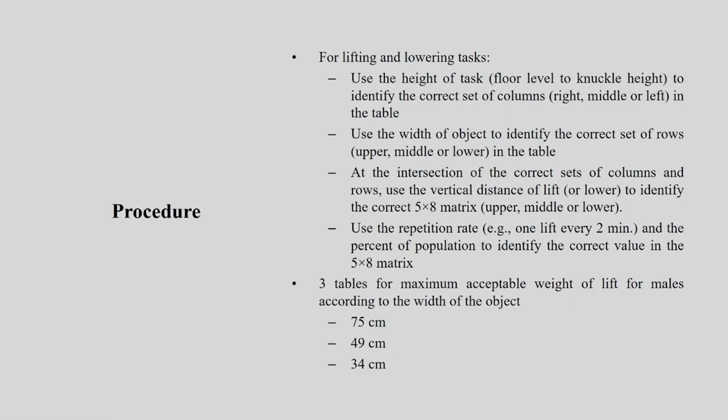Then use the repetition rate, that is one lift every 20 minutes, or every 2 minutes, or one lift every 1 minute, and the percentage of population, to identify the correct value from the 5 by 8 matrix. This is how we are going to get the data. There are 3 tables for the maximum acceptable weight of lift for males according to the width of the object, which is either 75 centimeter, 49 centimeter or 34 centimeter.